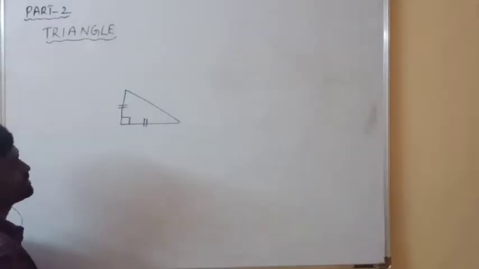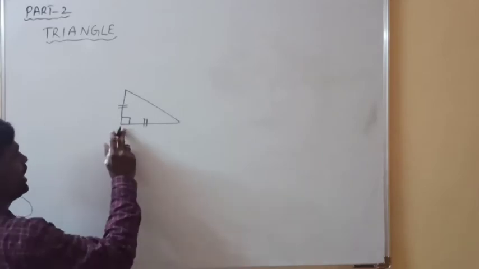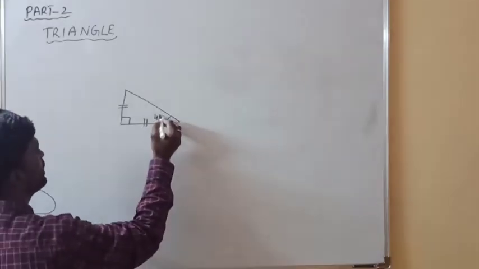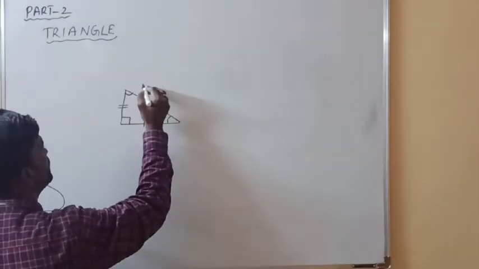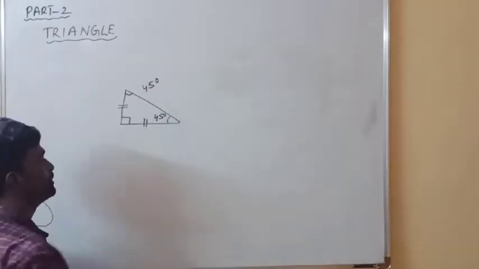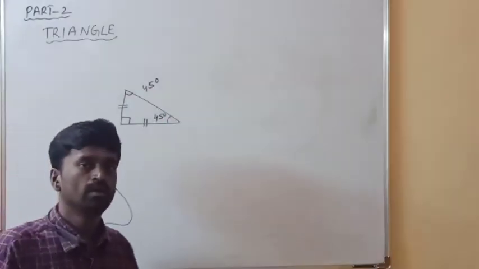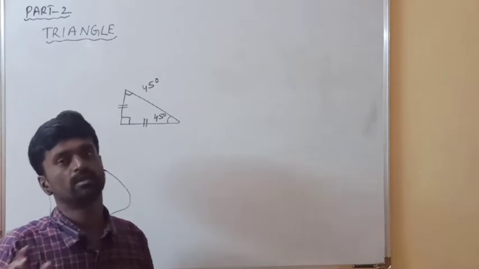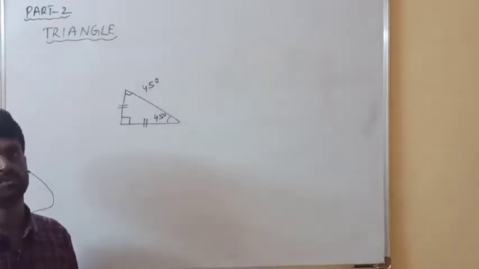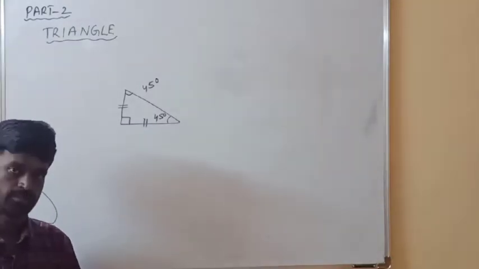So what are the angles in a right angled isosceles triangle? One angle is 90. The remaining two angles are equal to what? 45 degrees and 45 degrees. Thus the interior angles of a right angled isosceles triangle are what? 90, 45, 45. Okay. Next.